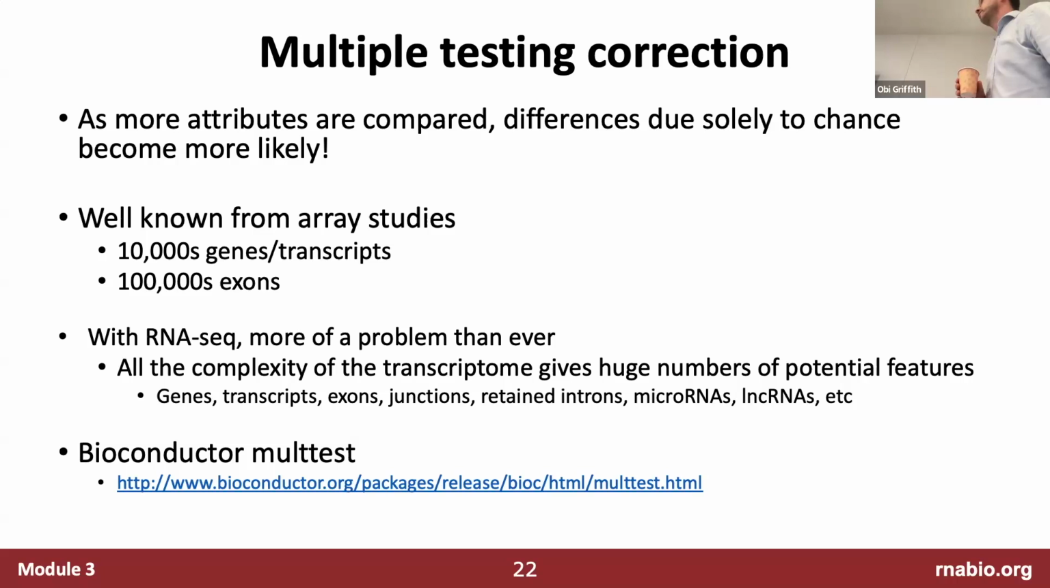And RNA-seq just puts this problem on steroids, right? Because not only do you have 20,000 genes like you would on a microarray, but you have hundreds of thousands of exons and maybe millions of junctions and introns and microRNAs and lncRNAs. The tests just keep growing, right? You can ask so many questions of the RNA-seq data that you're bound to find significant results. You really need to keep that in mind and think about how you are going to correct for this number of tests so that significant results are actually convincing versus just spurious findings. And there are good packages like Bioconductor multtest to help you manage that problem.